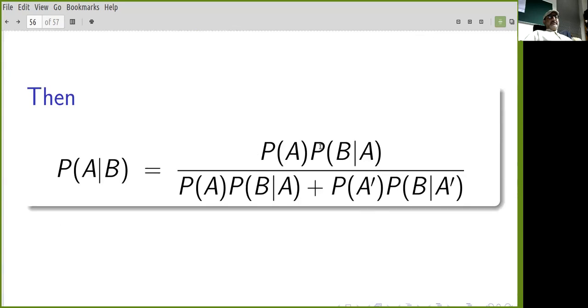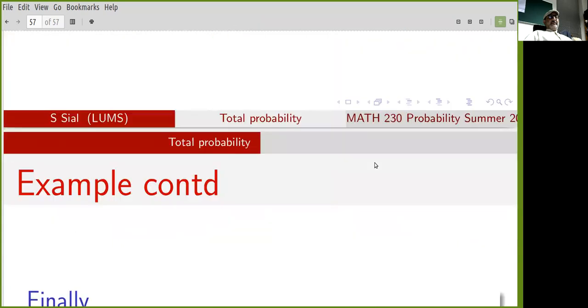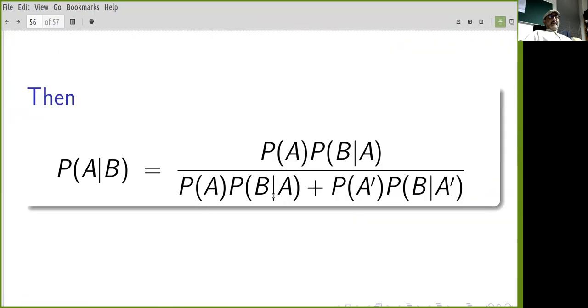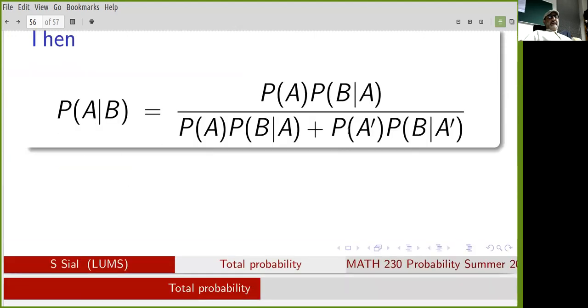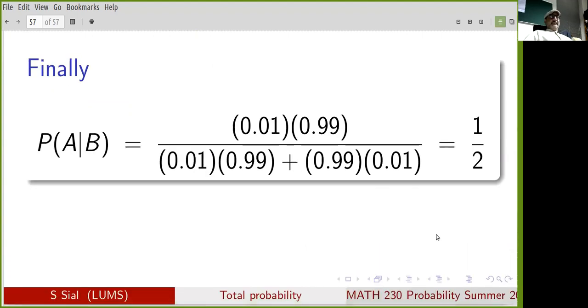Now we had the probability something's wrong is 1%. The probability that the alarm is ringing, given that something is wrong, is 99%. Something wrong is 1%. So these numbers are the same as those numbers. And the probability of A complement is, right, something is wrong 1% of the time, something is not wrong 99% of the time. And the probability that the alarm is ringing even though nothing is wrong is 1%. So we put all those numbers in and we get half, as we suspected from before.